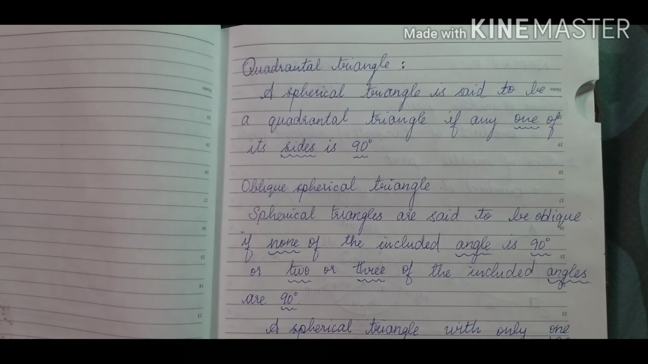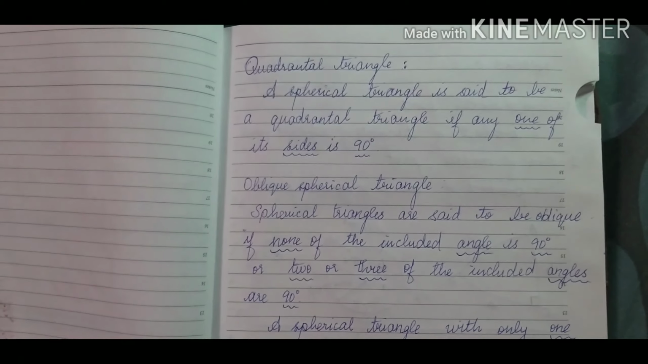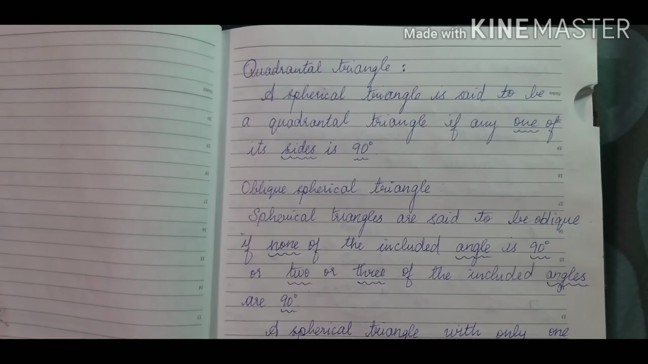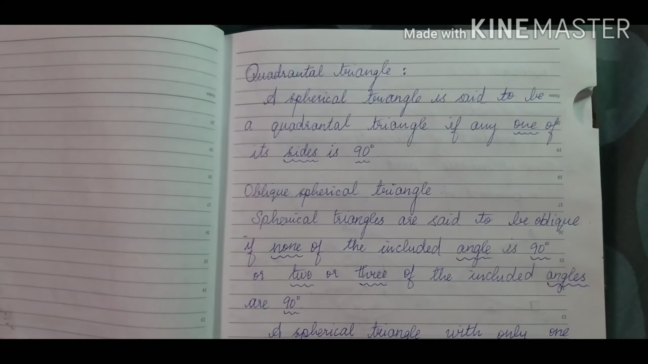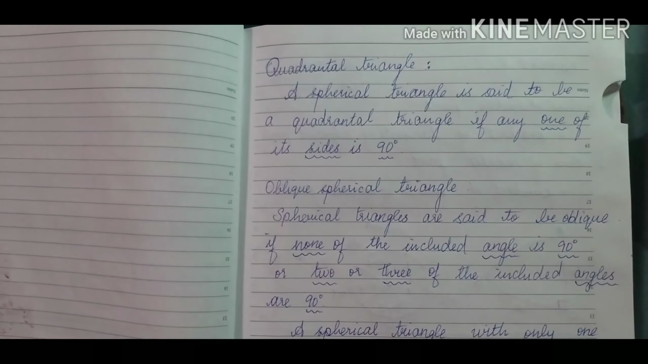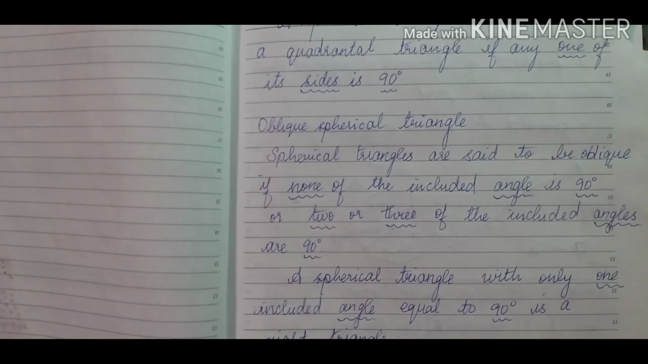The definition of a quadrantal triangle. A spherical triangle is said to be a quadrantal triangle if any one of its sides is 90 degrees. If any one side of a spherical triangle measures 90 degrees, then we call that spherical triangle a quadrantal triangle.